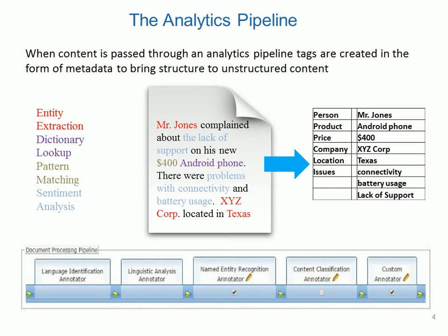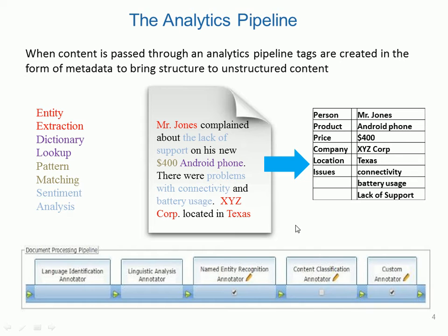To understand a little bit about the text analytics or natural language processing component, it uses text analytics such as entity extraction, dictionary lookup, pattern matching, sentiment analysis, and a number of other ones. The way analytics work is they look at an unstructured document and are able to create structure from it. You can see in this example how it automatically extracted the person, the product, price, the company, location, and issues.